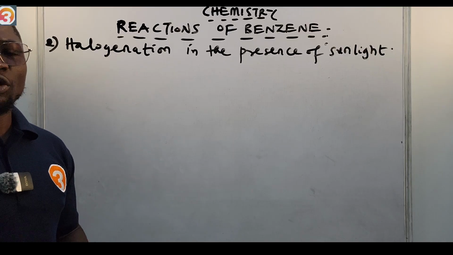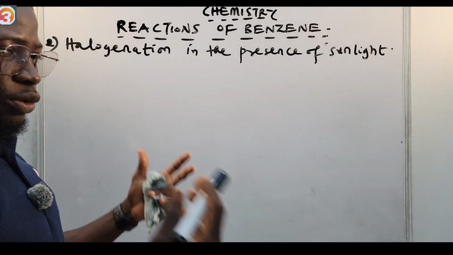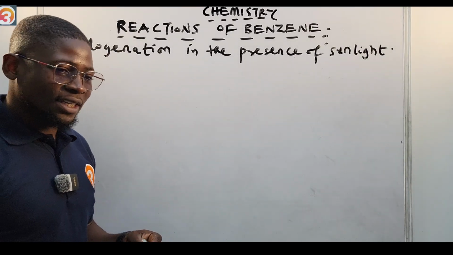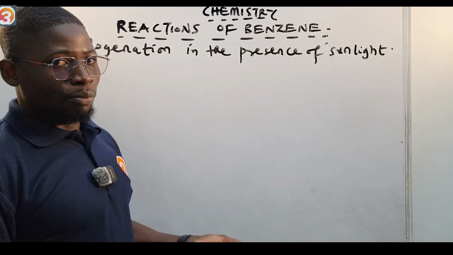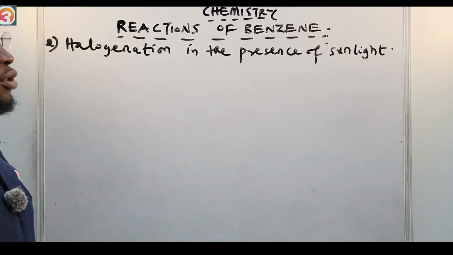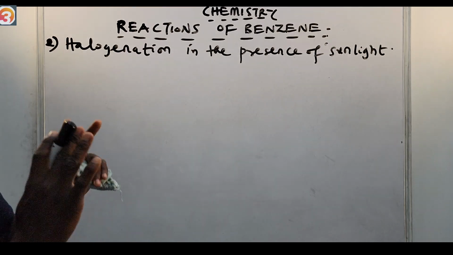So it undergoes halogenation in the presence of sunlight. Halogenation means that a benzene ring is reacting with a halogen, either chlorine or bromine, as the case may be. The process of this reaction is very easy. Let us see what happens.